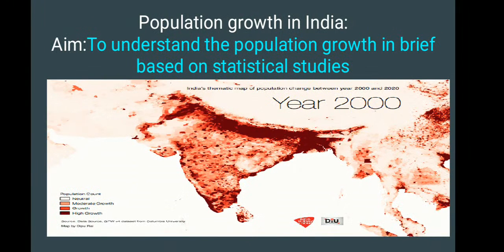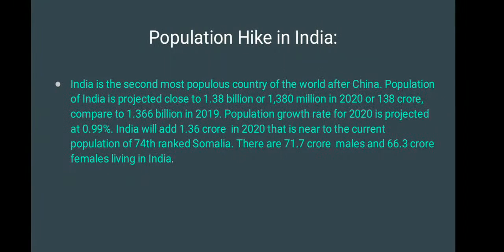So this is the next slide. The population hike in India. As we know, in the present generation, India is the second most populous country in the world after China. The population of India is predicted to be close to 1.3 billion, or 1,380 million, or 138 crore, in 2020, compared to 1.366 billion in 2019, right? So these are the particular numbers. They might vary, as birth rates and death rates might differ. We'll study slowly, based on the factors, right?